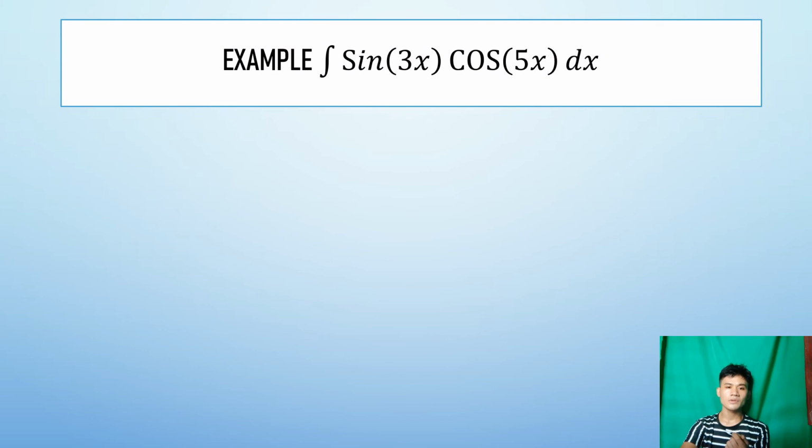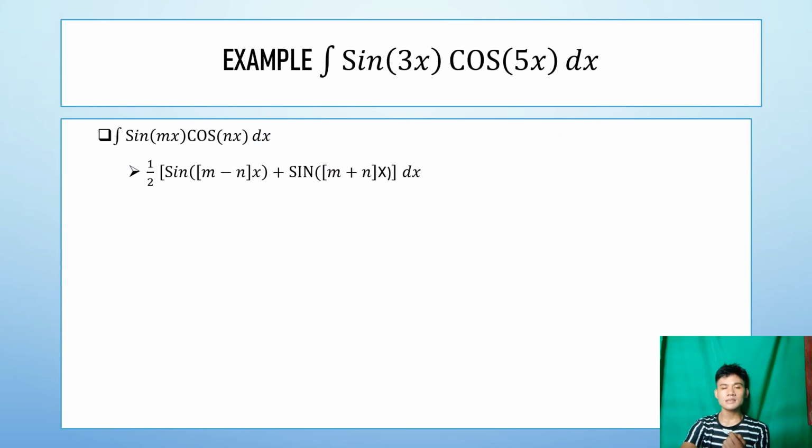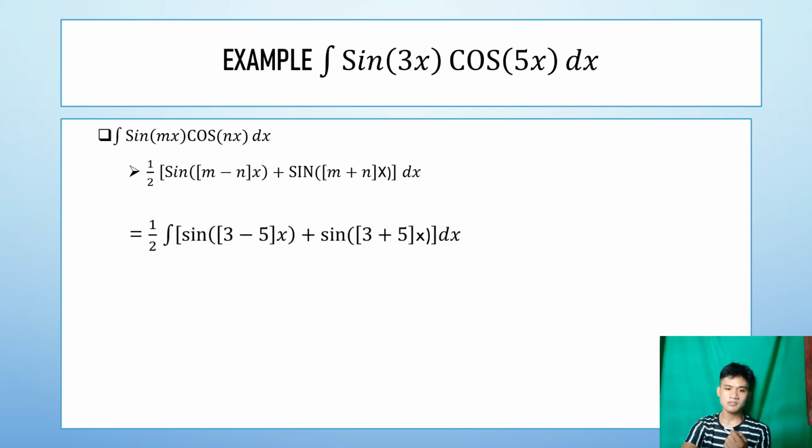So this will be the example. We have the example integral of sine 3x cosine 5x dx. This is the formula we could use since it involves the trigonometric ratios sine and cosine. So we now have sine mx cosine nx dx into 1/2 sine of (m minus n)x plus sine of (m plus n)x dx. Just rewrite it using the given values of m and n. So we now have 1/2 the integral of sine of (3 minus 5)x plus sine of (3 plus 5)x dx.